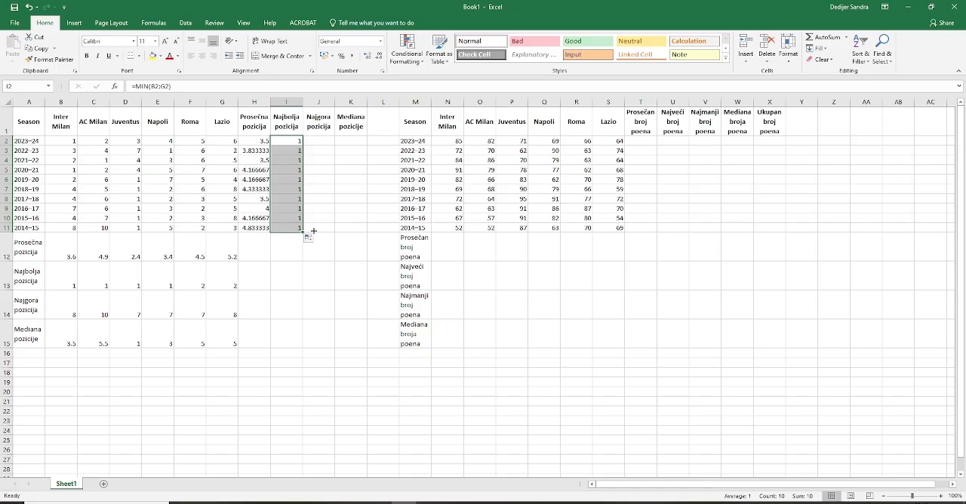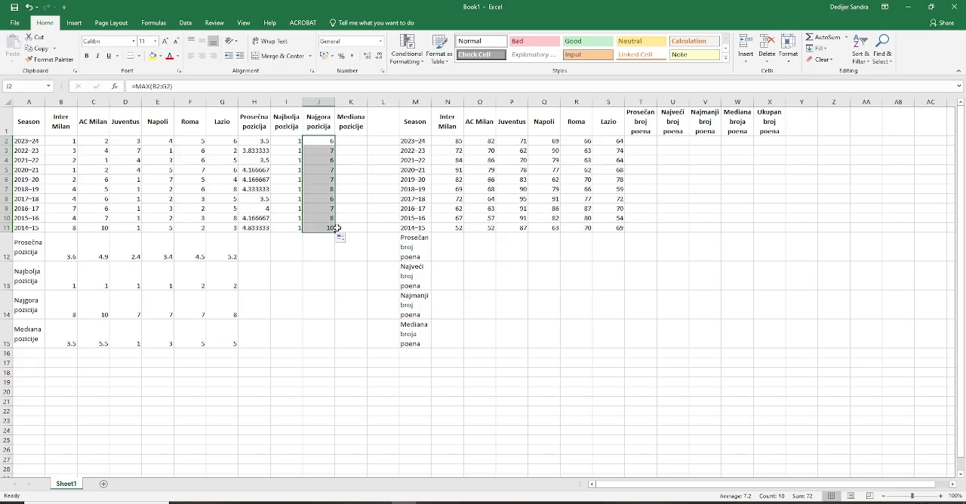We will also calculate the worst placement per season for each of these teams by using the formula equals max. Also for the first season from B2 to G2. The formula is applied by dragging to other seasons. The worst position was 10th, and it occurred only in one season.